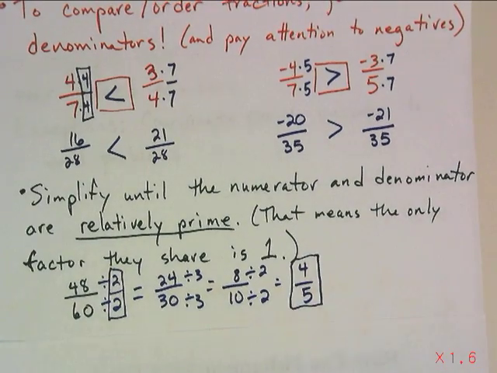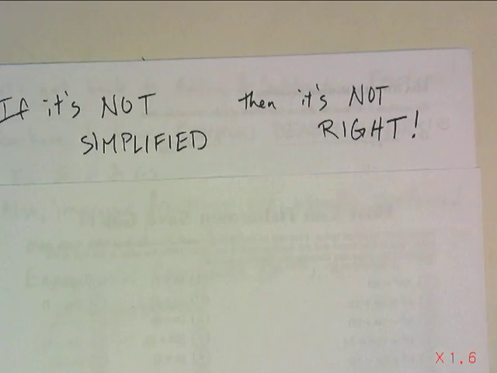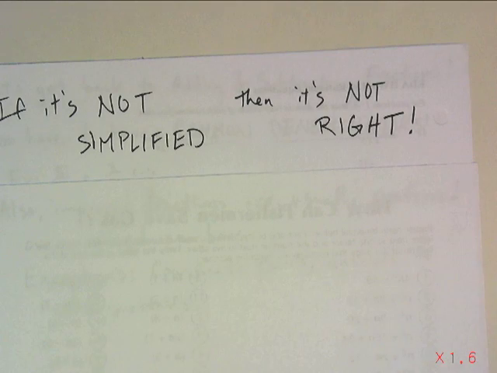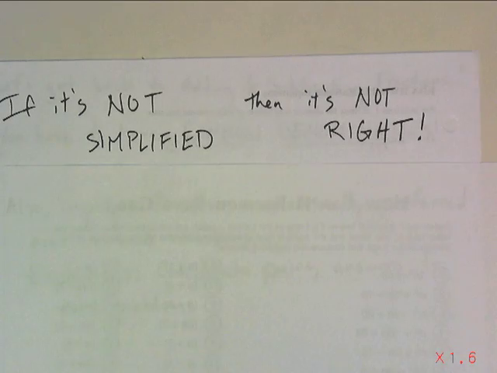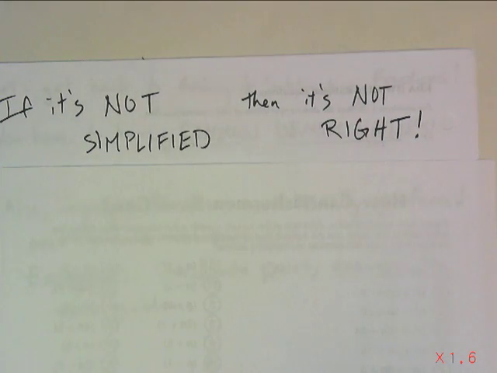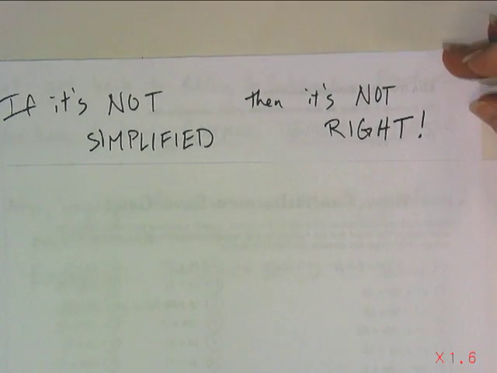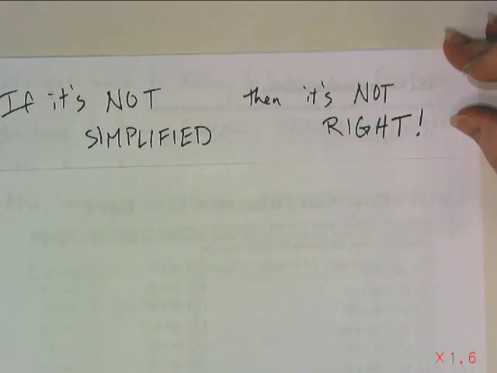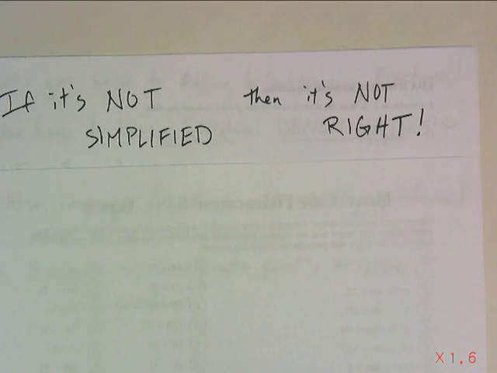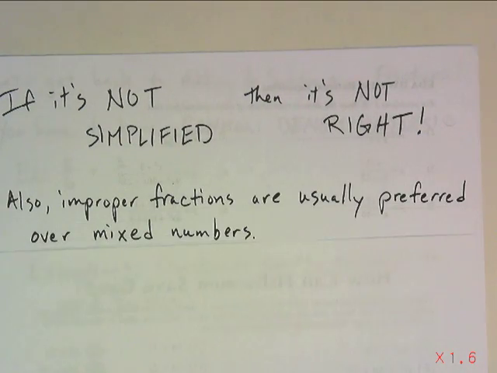So this means my answer is completely simplified. Now, when it comes to completely simplified, you need to understand something. If it's not simplified, then it's not right. You must completely simplify your fractional answers. Otherwise, everyone in the room could have a different answer, and we would spend forever checking the equivalency of all of these fractions. In order to make our lives simpler, we are going to make our fractions simpler all the way. And if you don't, then you will not get credit for that answer. So please make sure to check that it is completely simplified.